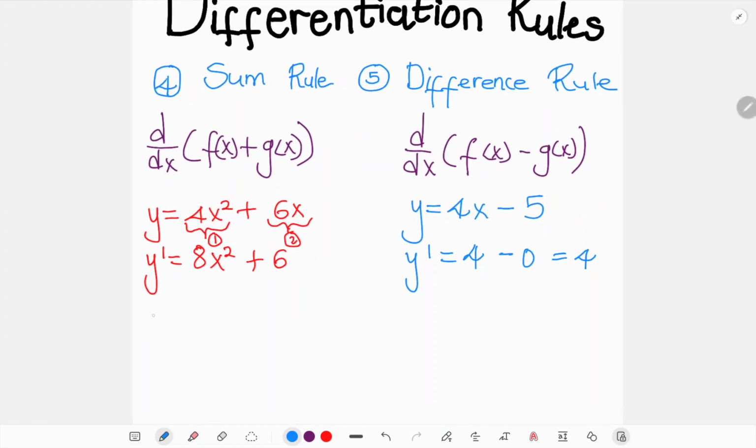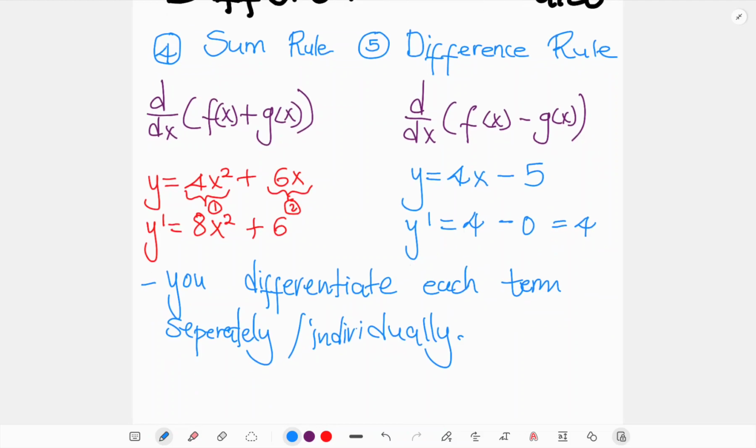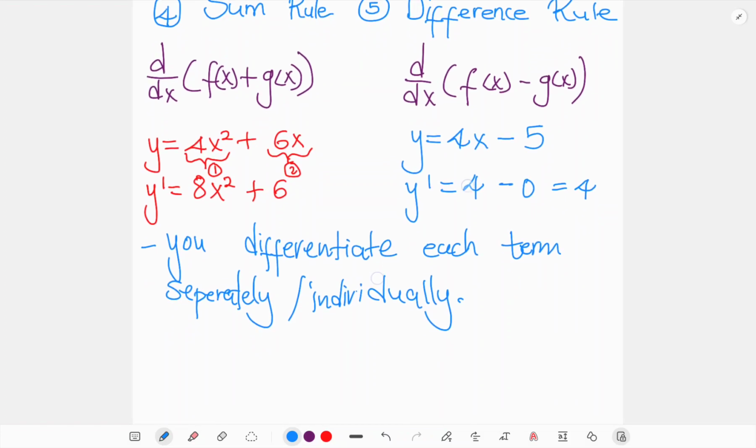So let me just put a note: you differentiate each term separately or individually. This is a very important point that you need to remember when you're doing differentiation, because this applies everywhere.